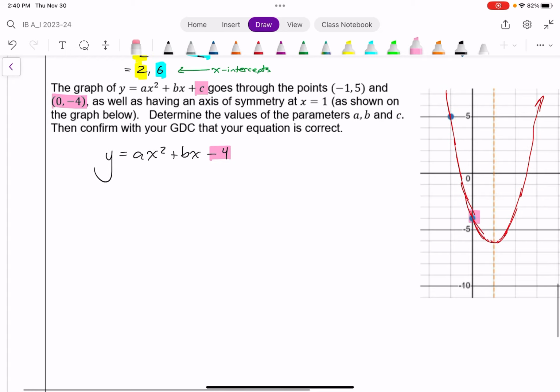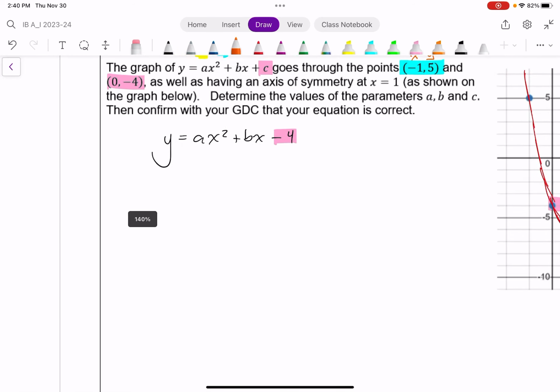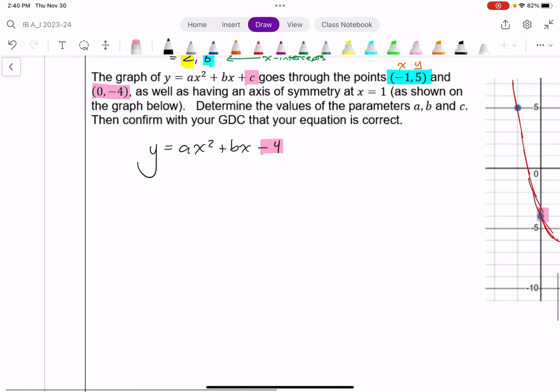All right, so I got part of my equation. I need the rest of it. How can I figure out the rest? Well, let me look back at this point here, -1, 5. I know when x is -1, y is 5. So let's substitute those values into what I know about this equation. So instead of y equals, I'm going to write 5 equals a times, instead of x, I'm going to have -1 squared plus b times -1 minus 4. I know this equation must be true.